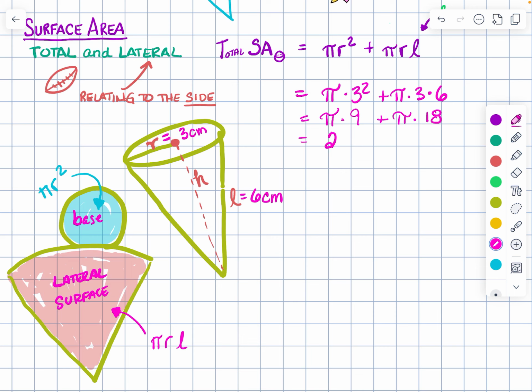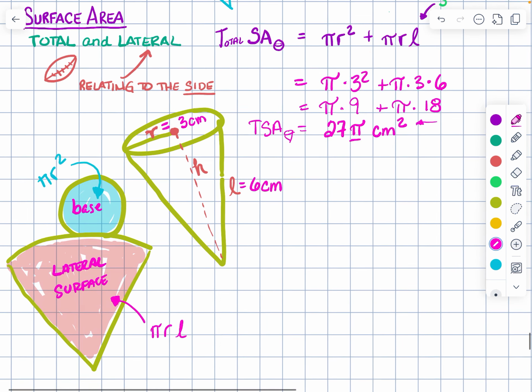27 pi. And I'm switching the order here because this is how you normally write it, with the number in front of the symbol pi. And then that's going to be centimeters squared, and squared because it is area. Okay, and this is your total surface area of a cone. Now this is your answer if they ask you to solve it in terms of pi, and that just means there's going to be pi in the answer, so it's just that.